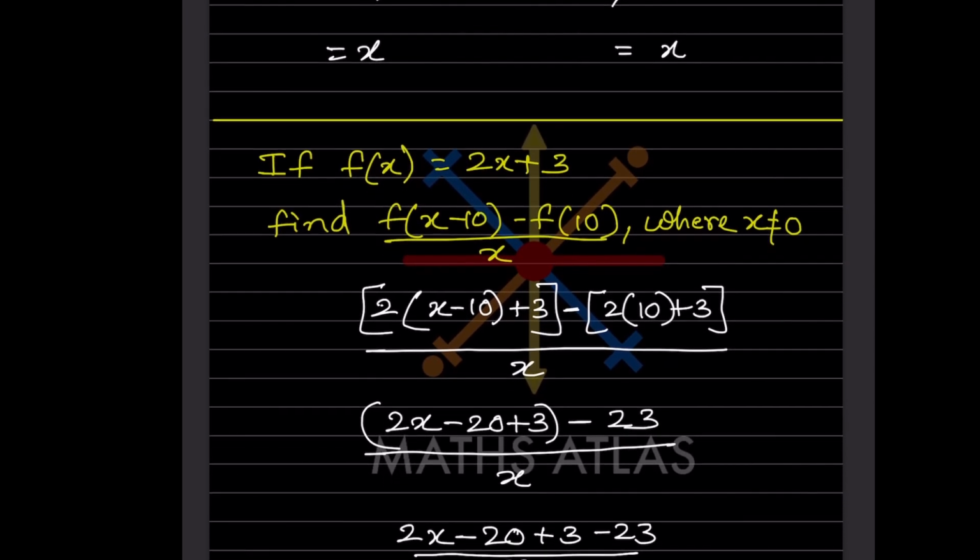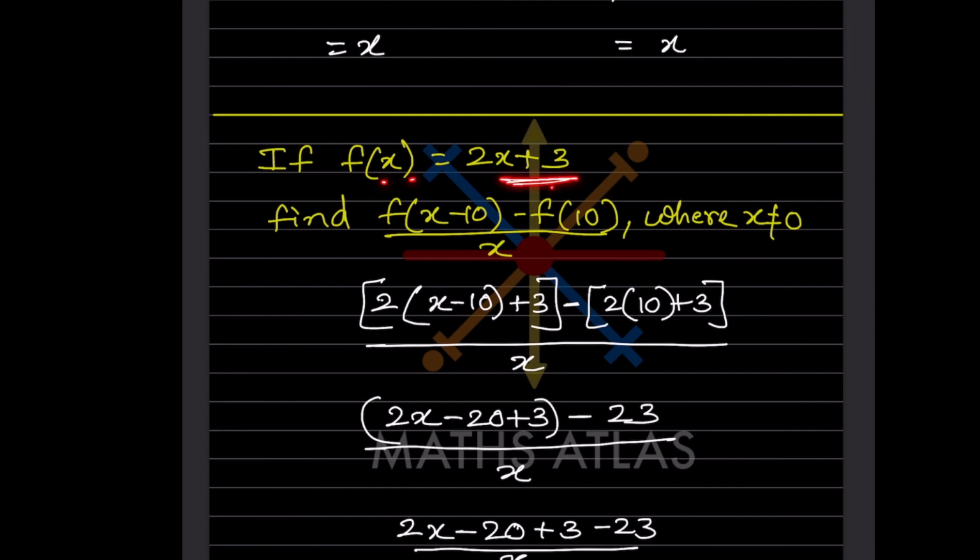So now the next one: if f of x is 2x plus 3, you have to find f of x minus 10 minus f of 10, divided by x, where x is not equal to 0. So now you will look at this function. Here, in place of x, that is x minus 10, you will put x minus 10, and this is plus 3.